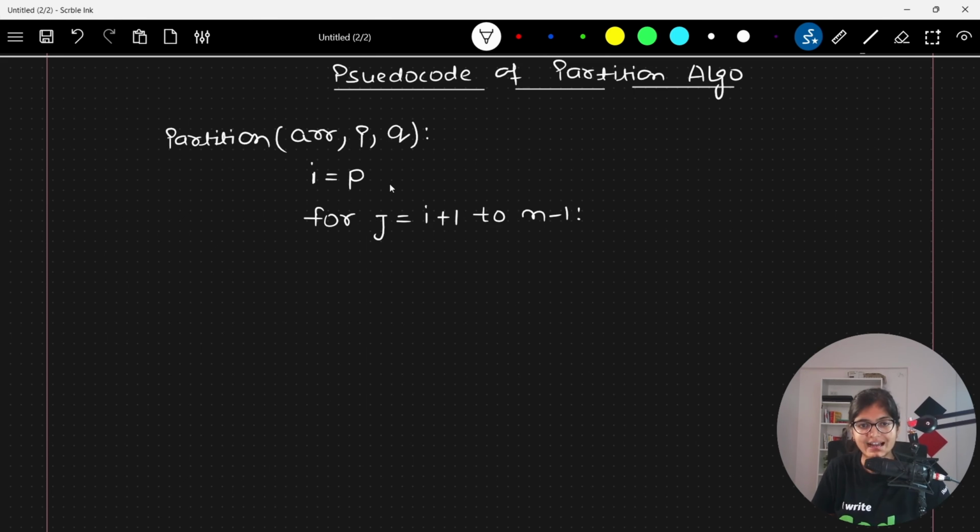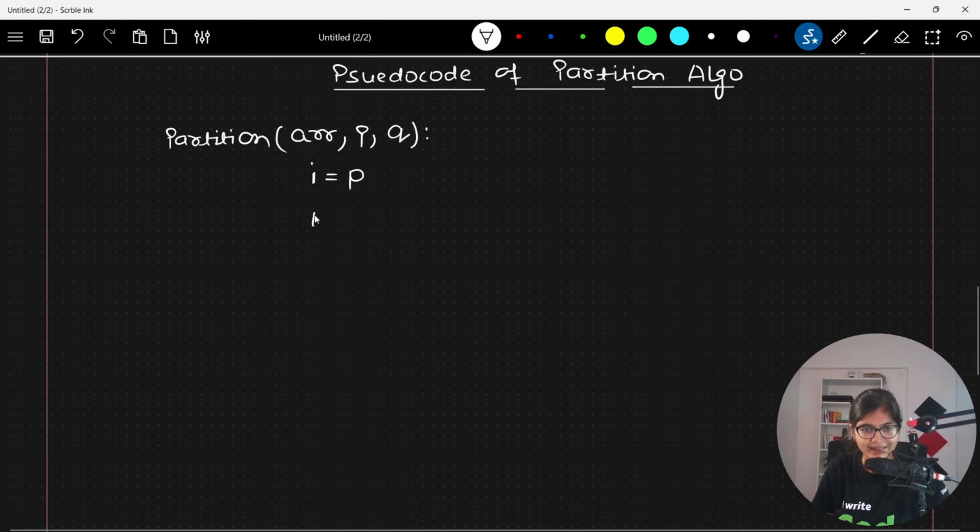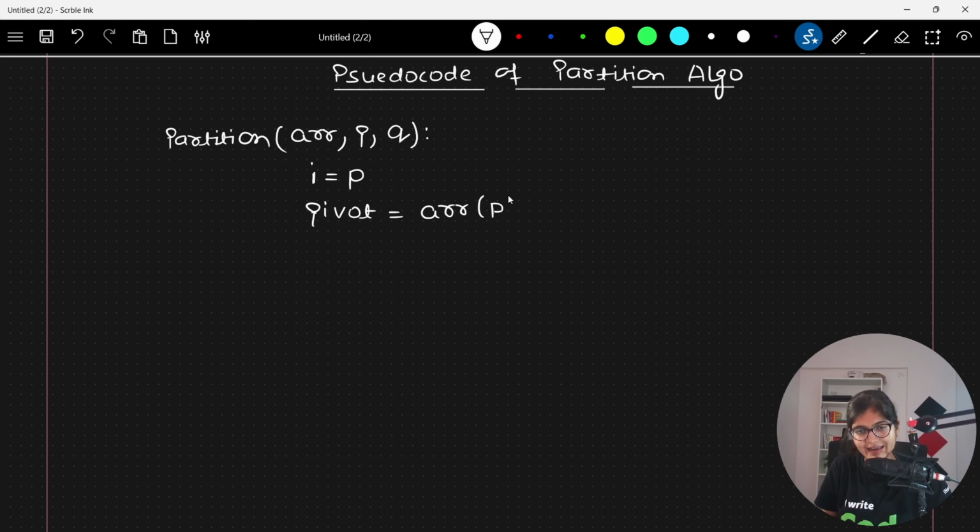One more thing here is that before applying the for loop, we need to define the pivot element. So what is the pivot element? The pivot element can be anything, but here I am fixing the pivot element as the starting element of my array.